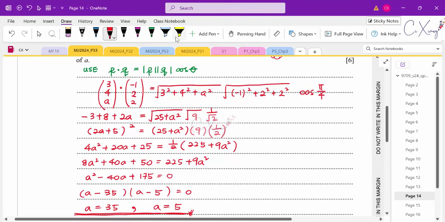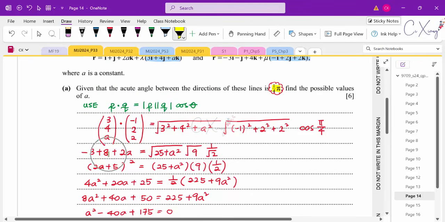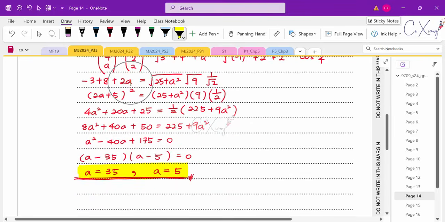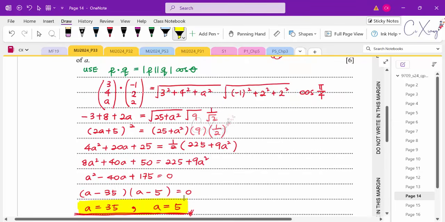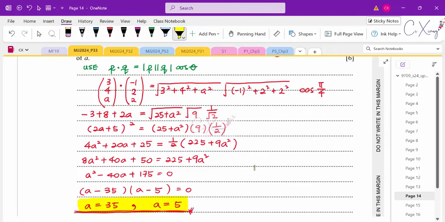Okay, so if you want it to be safe, you can actually double check your dot product because they're asking for acute angle. So your dot product must be a positive value here. So 2a plus 5. Substitute a inside here, definitely you get a positive value. Then a is 5, substitute it also you get a positive value. So that's why these two values are valid. So you are having two answers for the a, which is a equals 35 and also a equals to 5. Okay, so let's continue to part B.